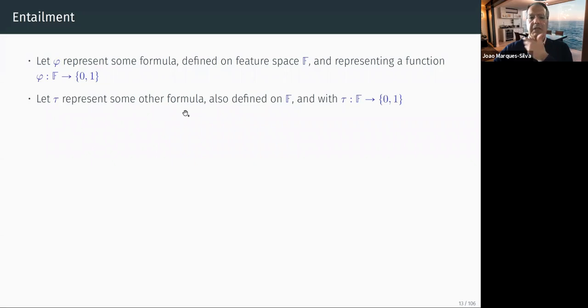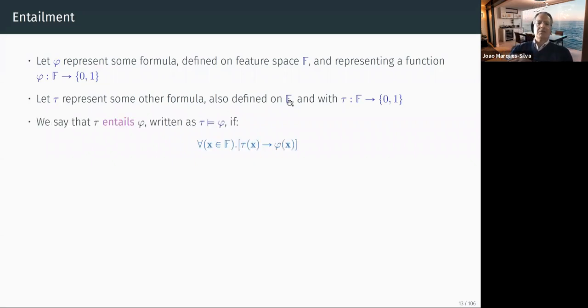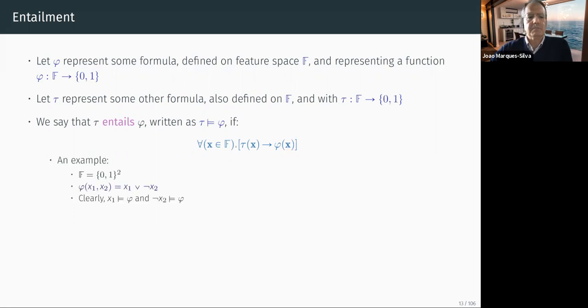Let's consider another formula, again defining another function. And we say that the second formula, tau, entails phi, and this is the notation that we use, if for all points in feature space, if tau holds, then phi holds. Okay. So let's see a concrete example. Suppose I have 2 dimensions, Boolean features. So the function is x1 or not x2. And as long as x1 is true, then the function is going to be true. And if not x2 is true, then the function is also going to be true. So this is just to illustrate entailment.